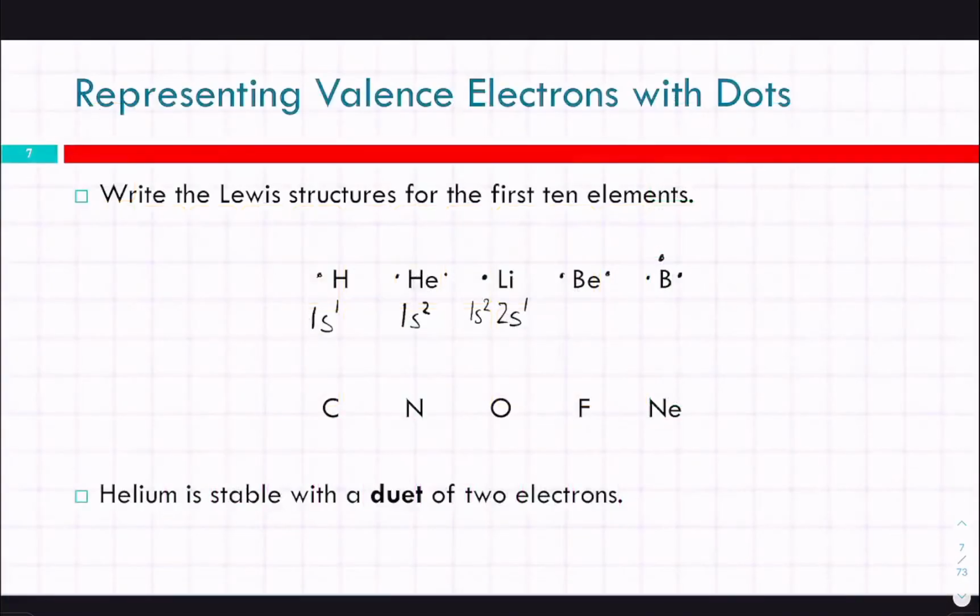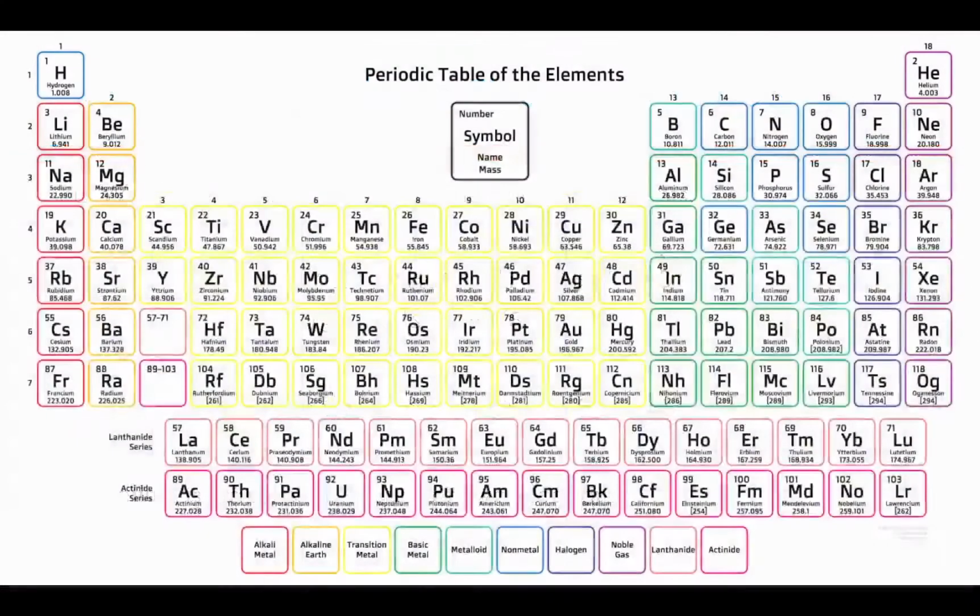So we go back. Nitrogen, 5. Oxygen we already looked at. Oxygen has 6. Fluorine has 7. And neon?